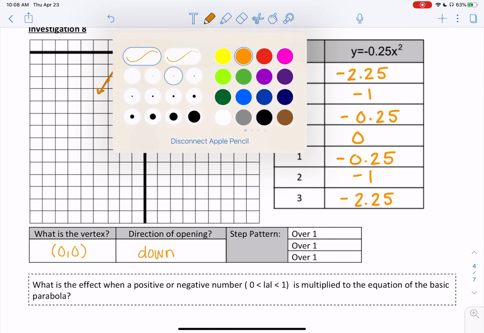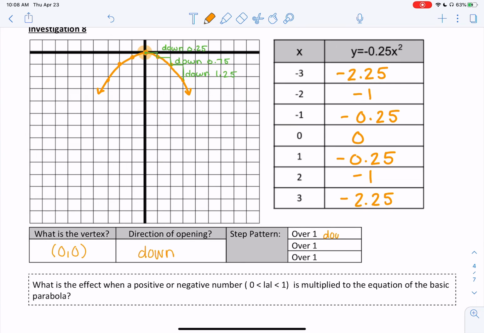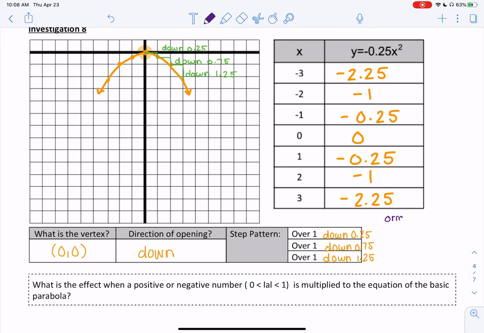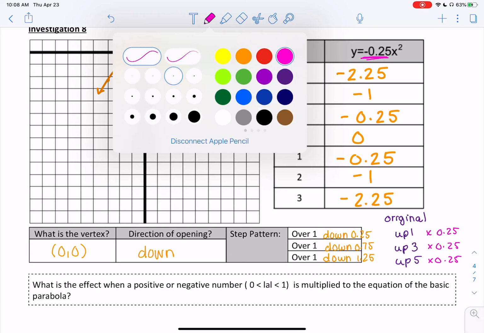So our step pattern is over 1, down 0.25, over 1, down 0.75, and over 1, down 1.25. And again, in comparison to our original, which was up 1, up 3, up 5, we have multiplied everything by 0.25. And the reason that we're going downward is because of that negative there. Okay, so let's quickly sum this up and then we are basically done.